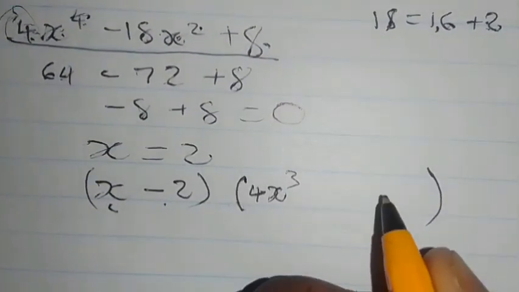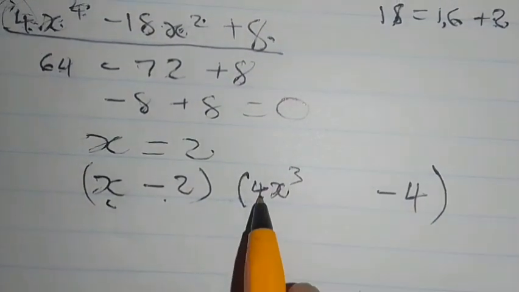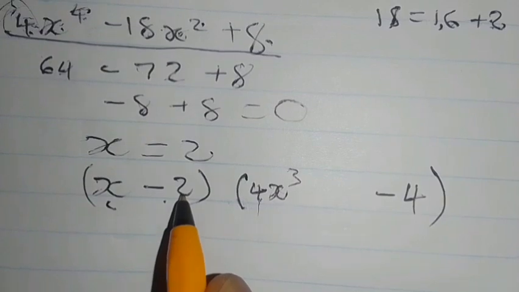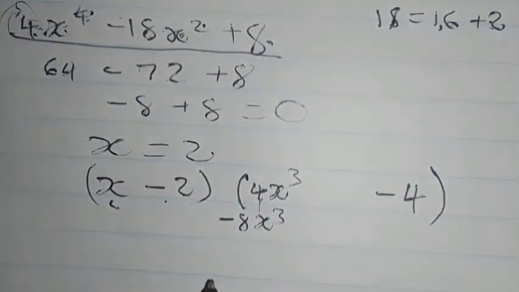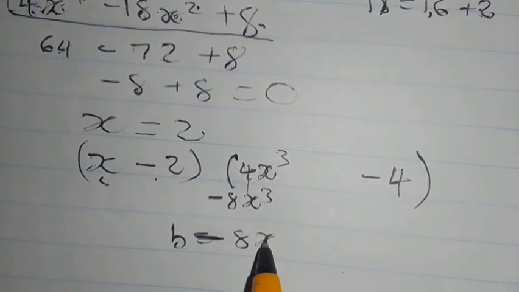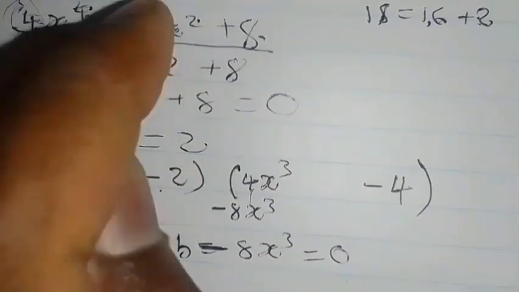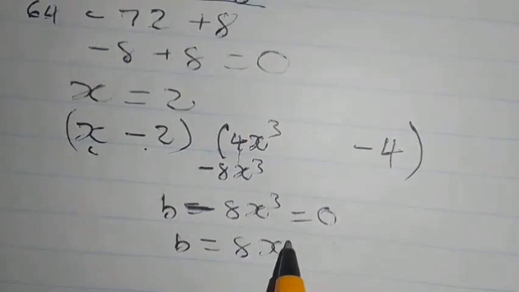Then you'll get minus 4. And then you'll say 4x cubed multiplied by minus 2. You'll have minus 8x cubed. But notice that you don't have minus 8x cubed here. So you'll have b minus 8x cubed equals 0, since there's no term with x cubed here. So that means that b equals 8x to the 3rd.